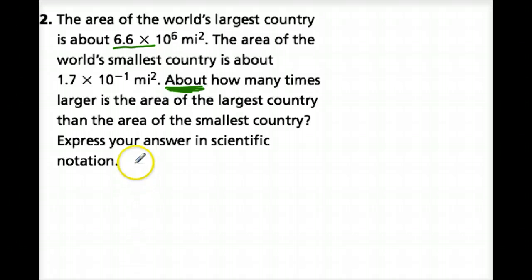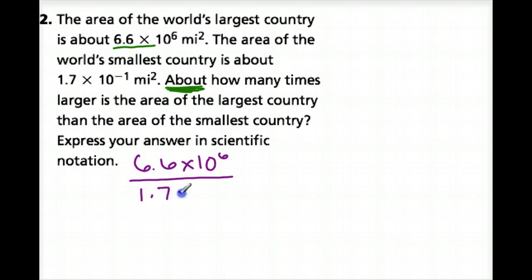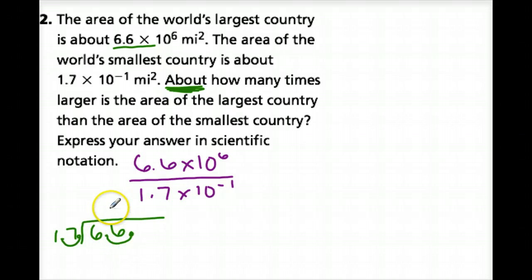So we have 6.6 times 10 to the 6th divided by 1.7 times 10 to the negative 1st. Alright, so let's do this. We know how to divide. We have 6.6 on the inside and 1.7 on the outside. We move this over 1, which moves this over 1. 17 goes into 66 3 times.